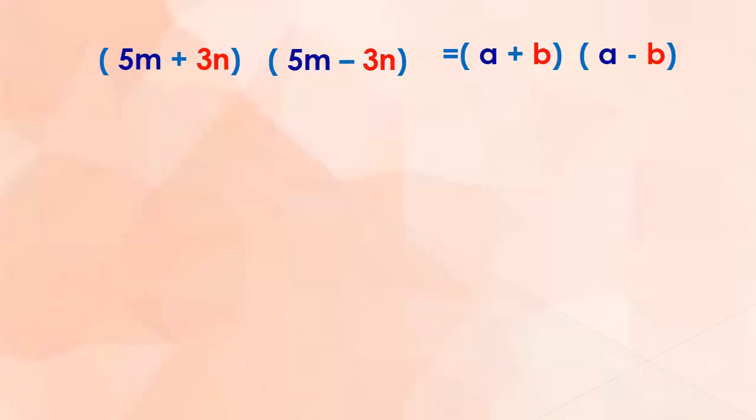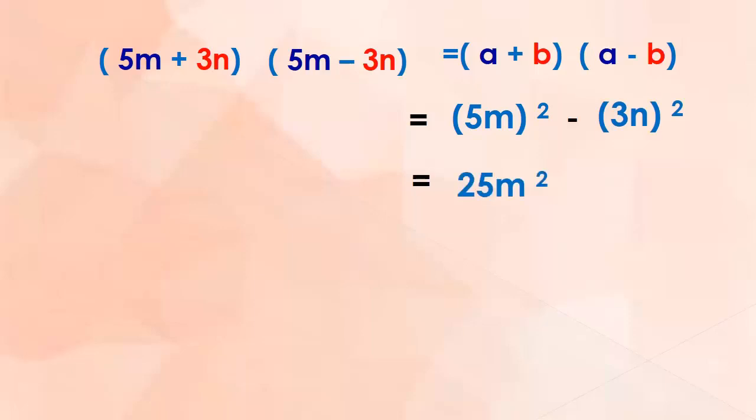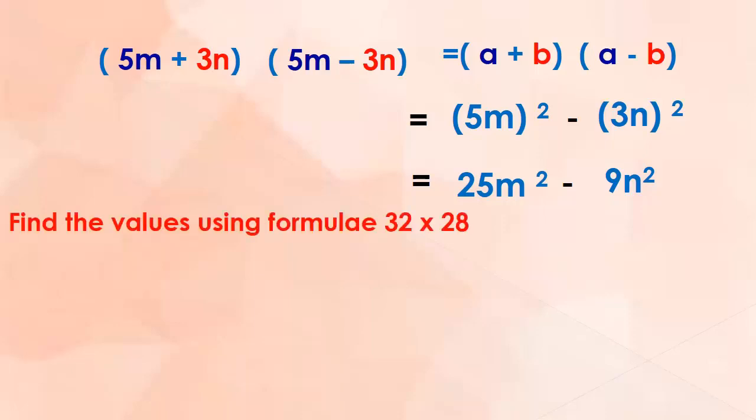Now the next term is 5m plus 3n into 5m minus 3n. This is nothing but a plus b into a minus b. So what is the formula? A square minus b square. So the square of first term minus the square of second term. So here 5 square 25 into m square minus 9 into n square. Here both the terms are unlike. We cannot subtract them.